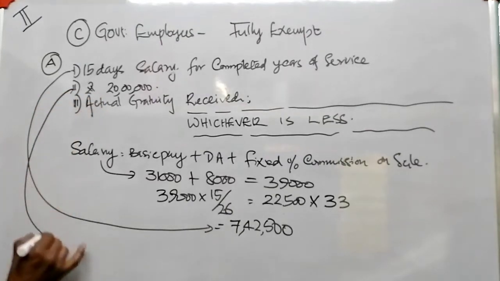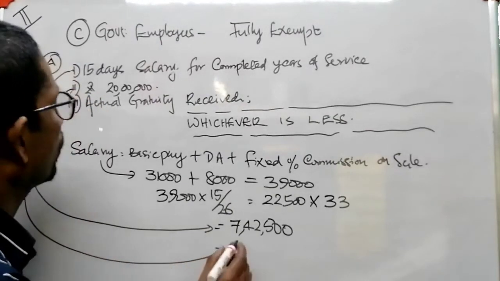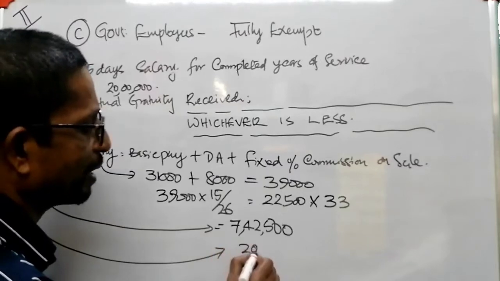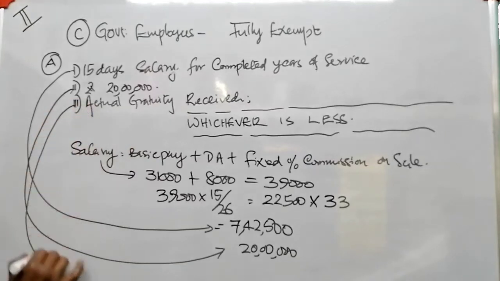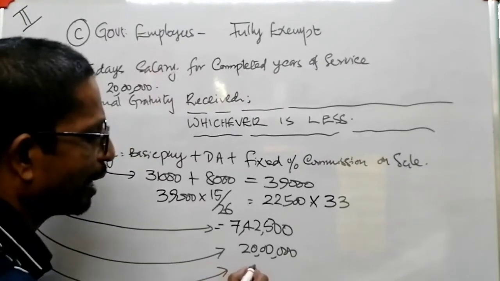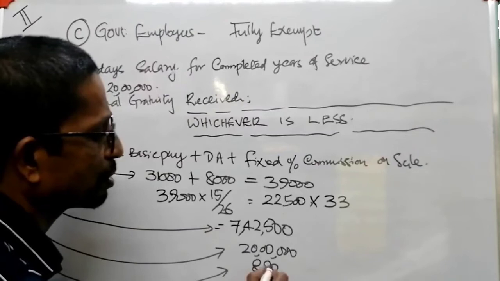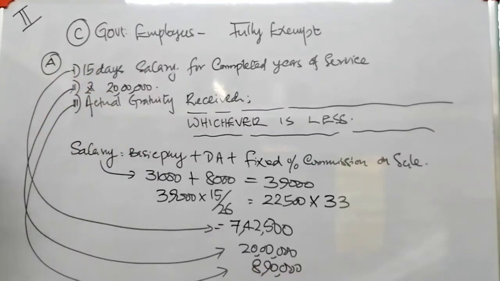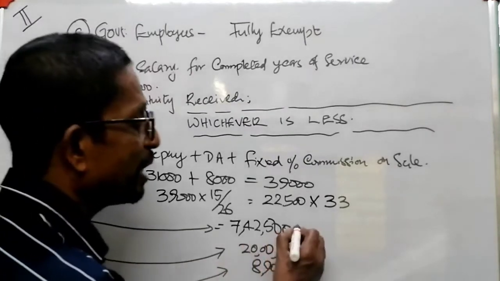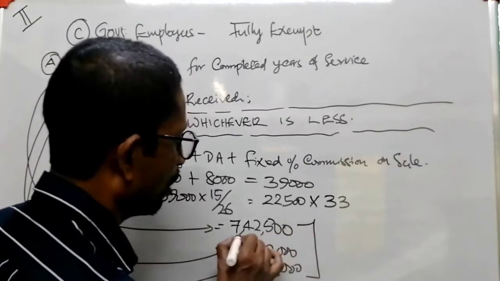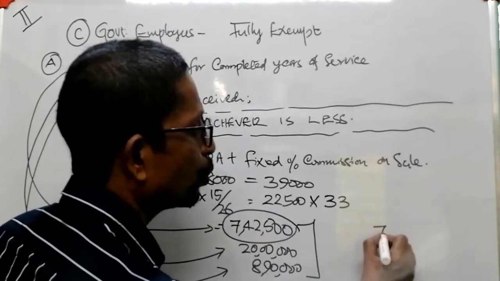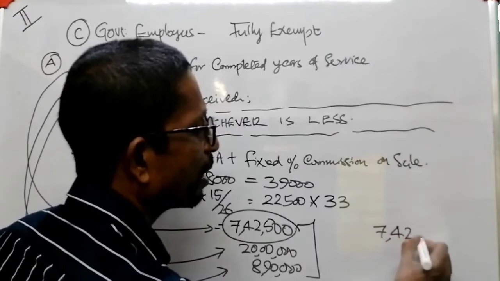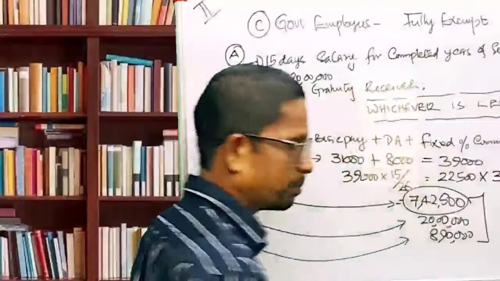Second case, how much now? That is equal to rupees 20 lakh. And the last case, actual gratuity received, how much now? 8,90,000. 8,90,000 is the actual gratuity received. Out of this, he will get the exemption for the least figure. Least figure is how much now? 7,42,500 is the least figure.